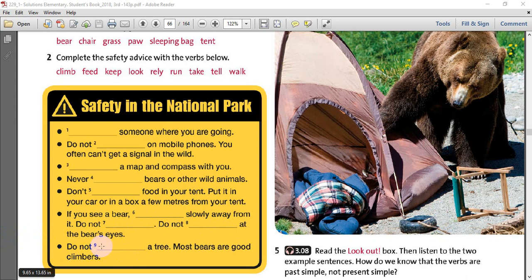Do not climb a tree. لا تتسلق شجرة. Most bears are good climbers. أكثر الدببة هي متسلقين جيدين. Do not climb a tree.